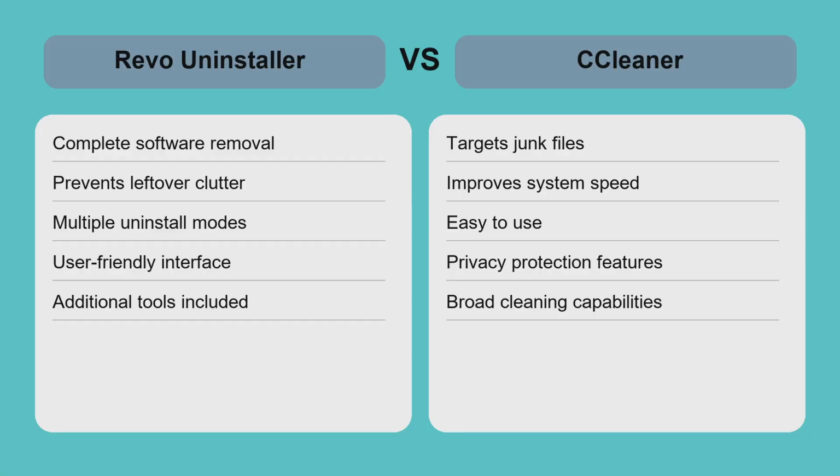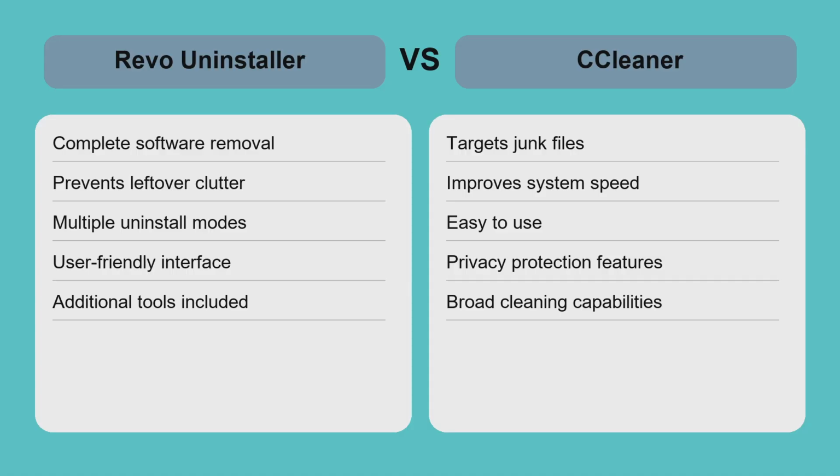Revo Uninstaller and CCleaner serve different but complementary purposes. Revo excels at complete software removal, ideal for users who want to avoid leftover clutter after uninstalling applications. In contrast, CCleaner offers broader system cleanup, focusing on junk files, browser data, and privacy protection.